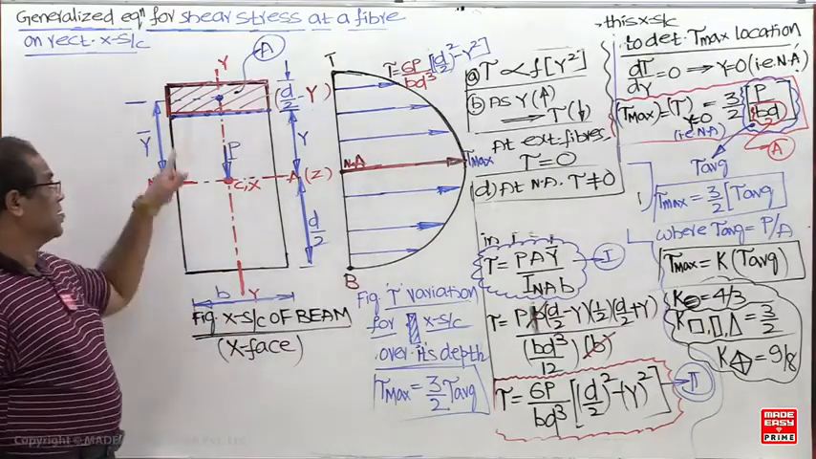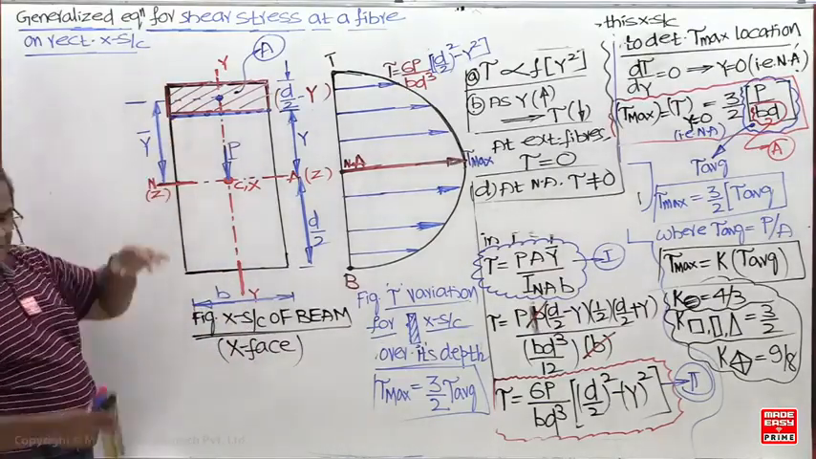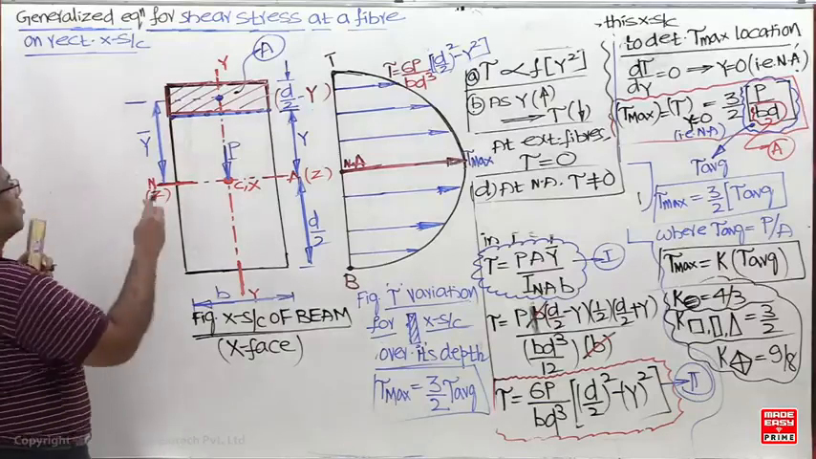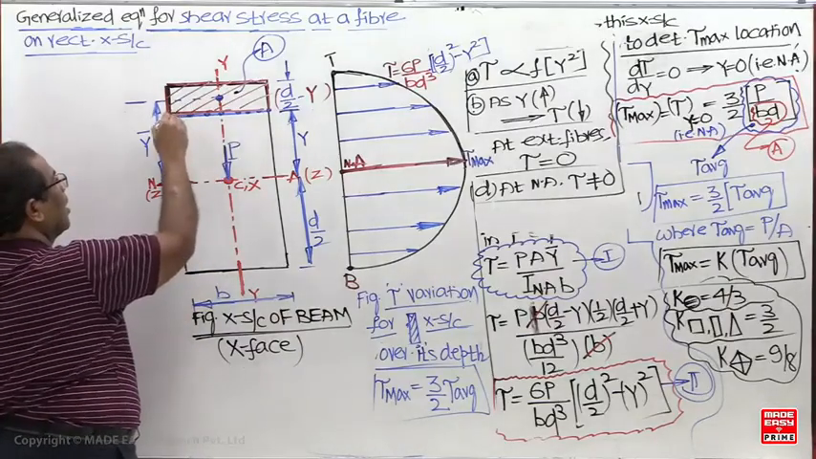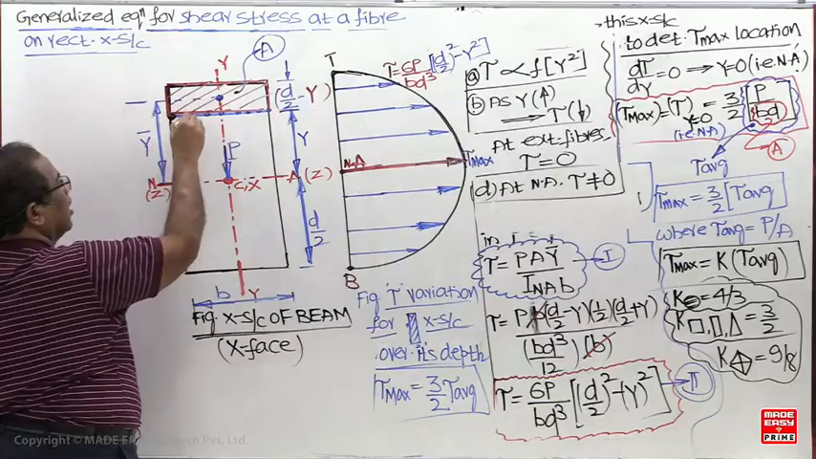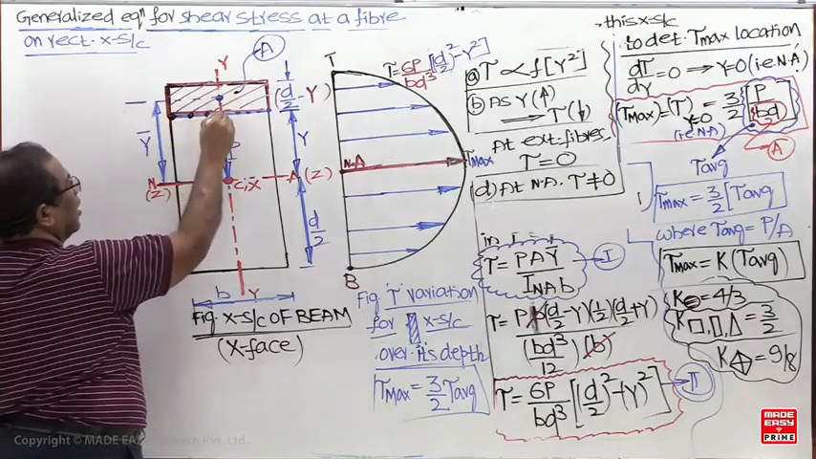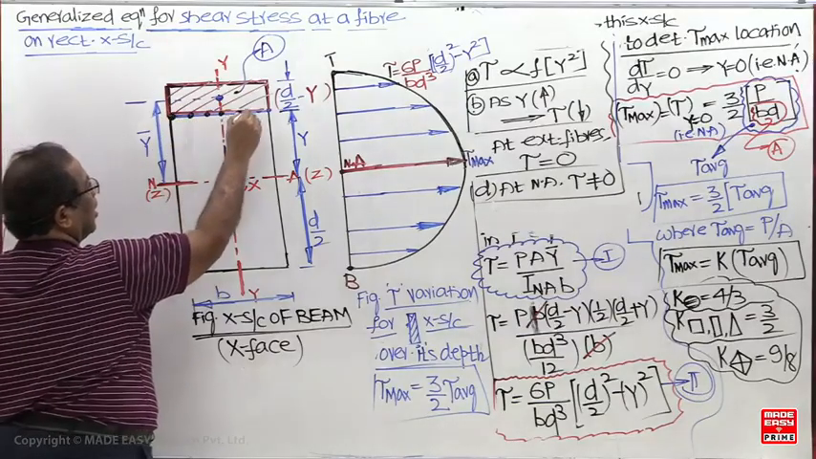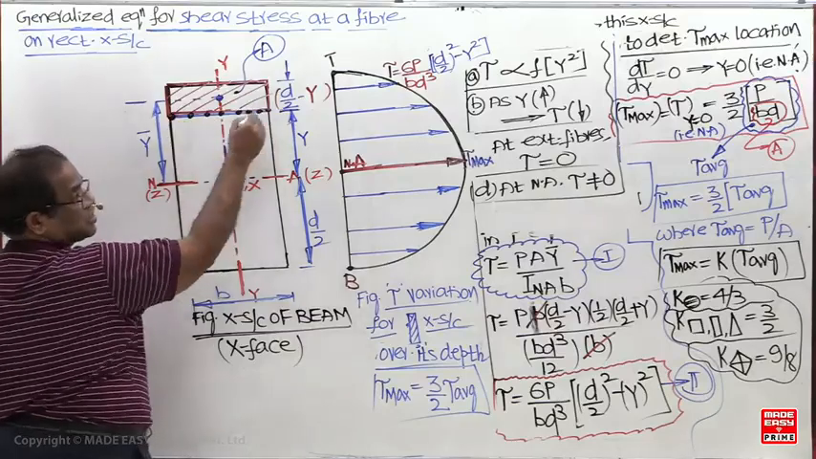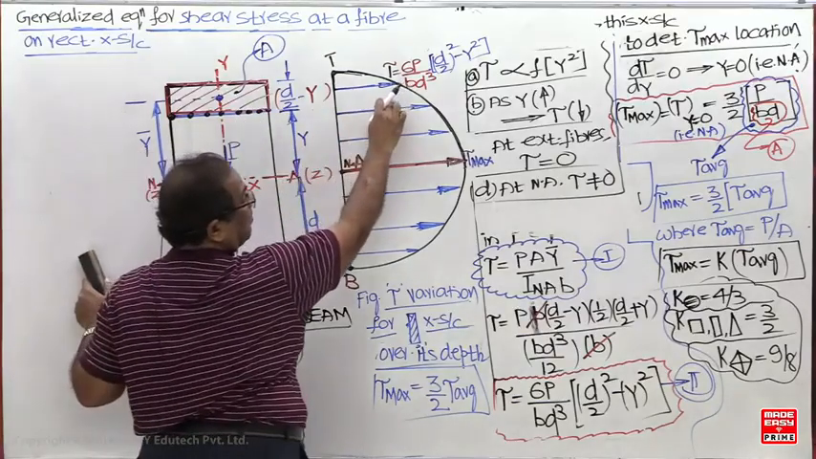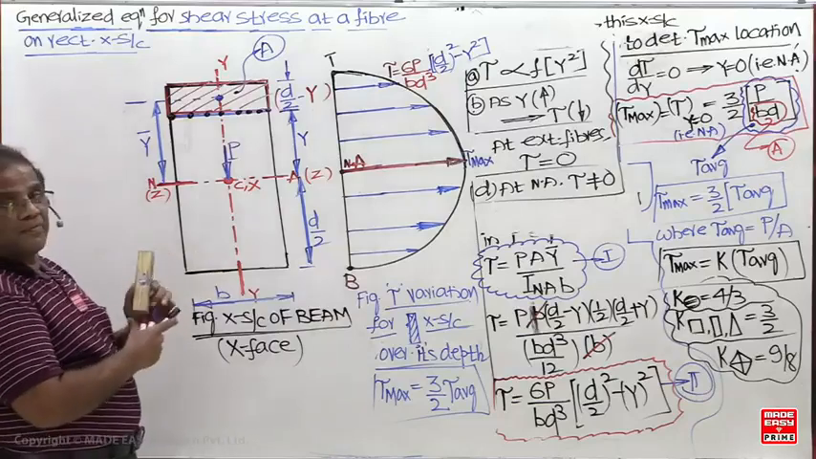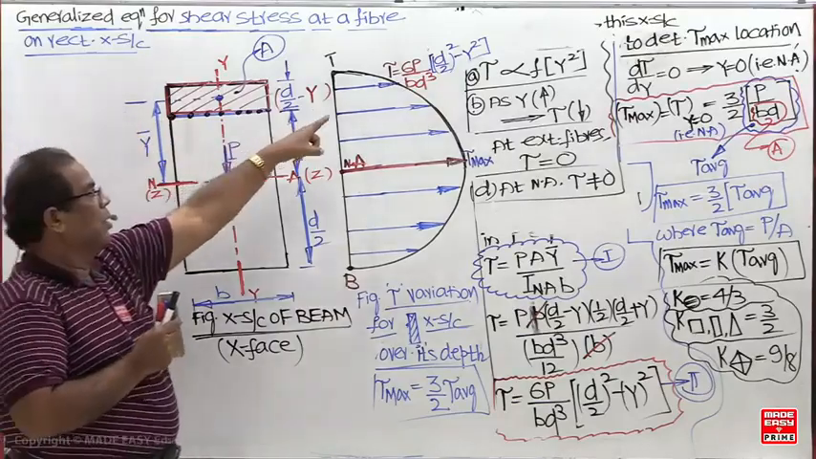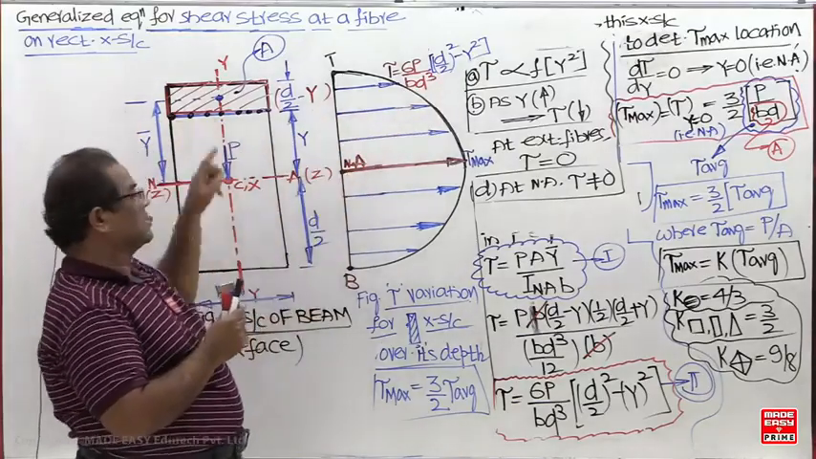Where can you see the direction here now? Shear stress parallel to cross section. So here shear force is acting downward. At all these points shear stress is the same. What is the value? 6P by bd cube into d by 2 square minus y square. For all these points y is same or different? Y is the same, so for all the points stress is the same.